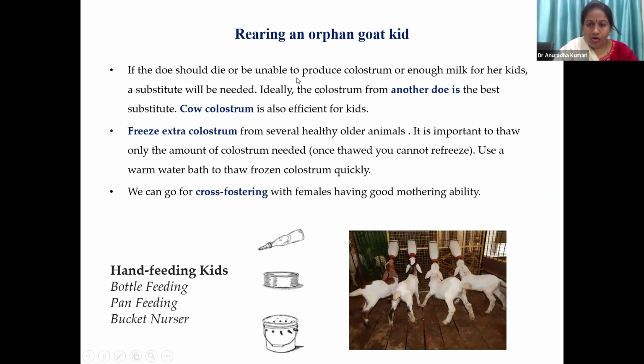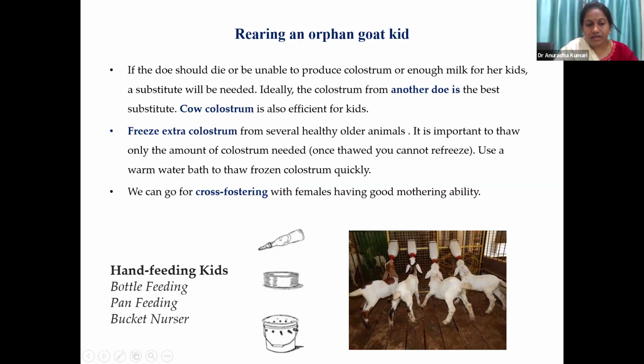As far as the rearing of orphan kids is concerned, and also the doe which are not able to produce sufficient amount of colostrum and milk, we can try other doe milk, or cow milk also works very good. If we have a facility that some other doe are producing extra colostrum, we can freeze it and, depending upon the requirement, we can thaw it in a warm water bath.